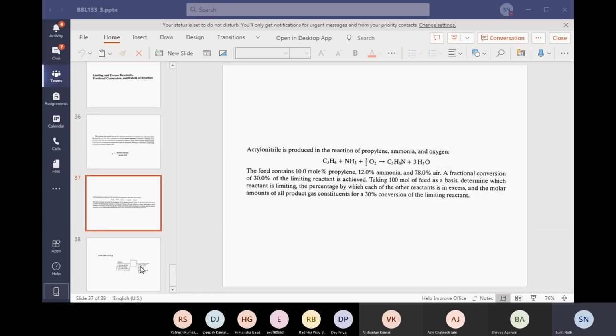Suppose I ask you how many moles of acrylonitrile is produced per mole of ammonia. That number is 3 upon 12, or 0.25 moles of product acrylonitrile per mole of ammonia fed. So that's the kind of ratio you are getting for the 30% conversion of the limiting reactant.